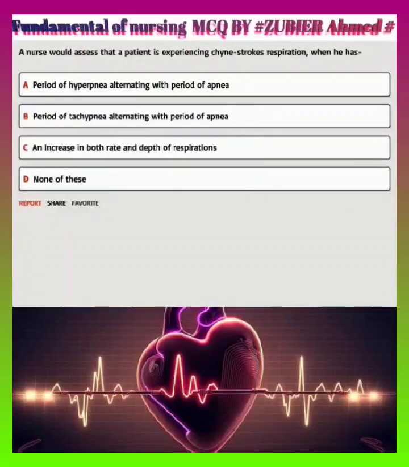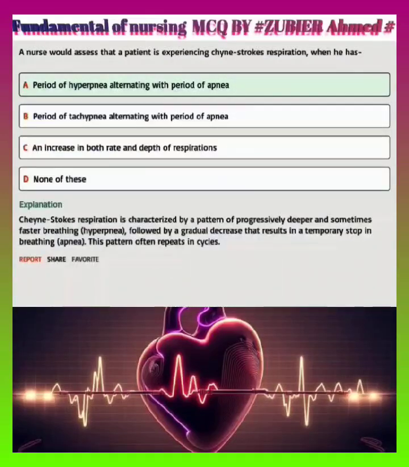A nurse would assess that a patient is experiencing Cheyne-Stokes respiration when he has A. Period of hyperpnea alternating with period of apnea. B. Period of tachypnea alternating with period of apnea. C. An increase in both rate and depth of respirations. D. None of these. Correct answer: Cheyne-Stokes respiration is characterized by a pattern of progressively deeper and sometimes faster breathing, hyperpnea, followed by a gradual decrease that results in a temporary stop in breathing, apnea. This pattern often repeats in cycles.